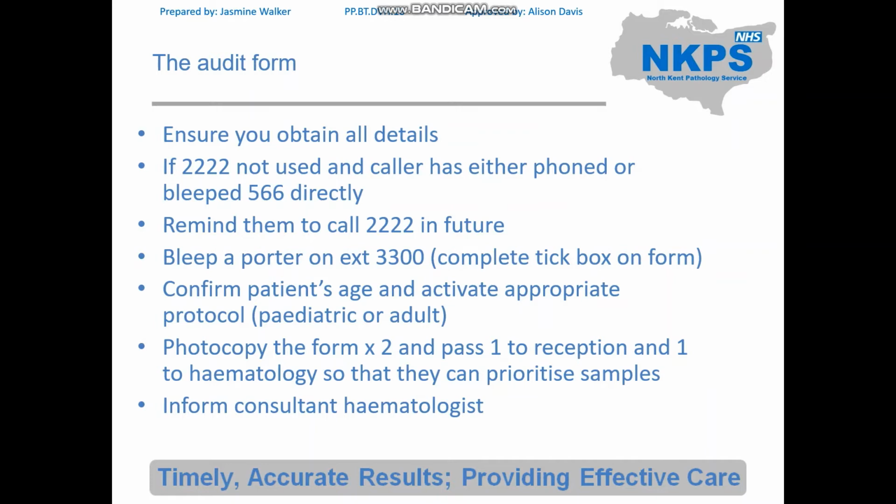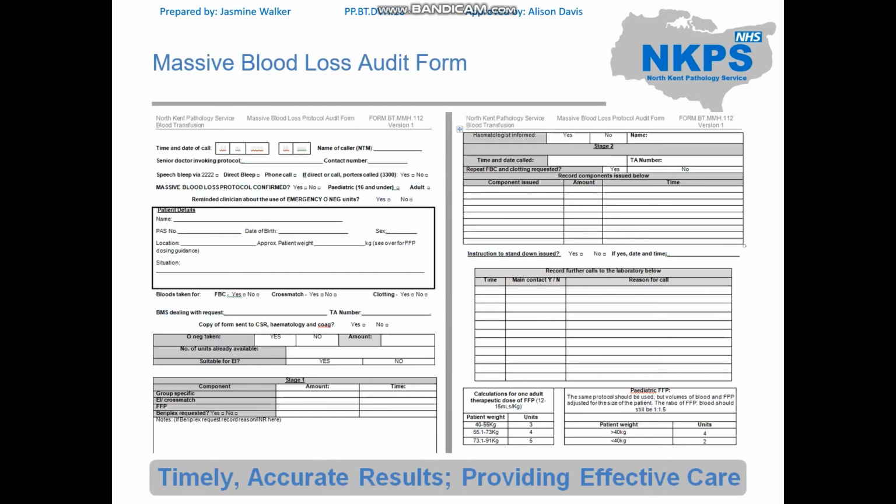And then we ensure that the form is photocopied twice so that reception have one and haematology have one, to enable them to prioritise samples effectively. Finally, we need to make sure that we inform the haematology consultant so they're aware of what's going on.